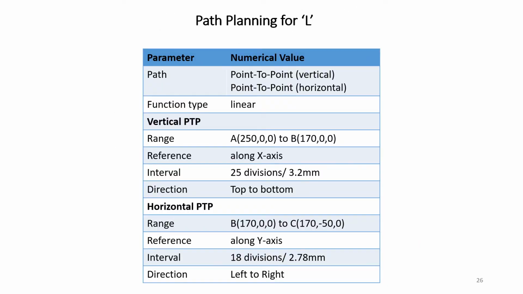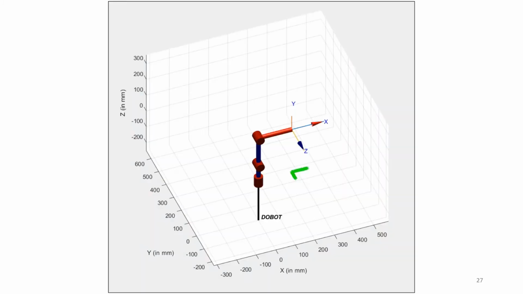The same procedure has been carried out for the alphabet L using linear functions. The L path comprises of two subpaths. The first one is a vertical line from the top to bottom, and the second one is a horizontal line from left to right. Simulation of the manipulator executing L path is shown.